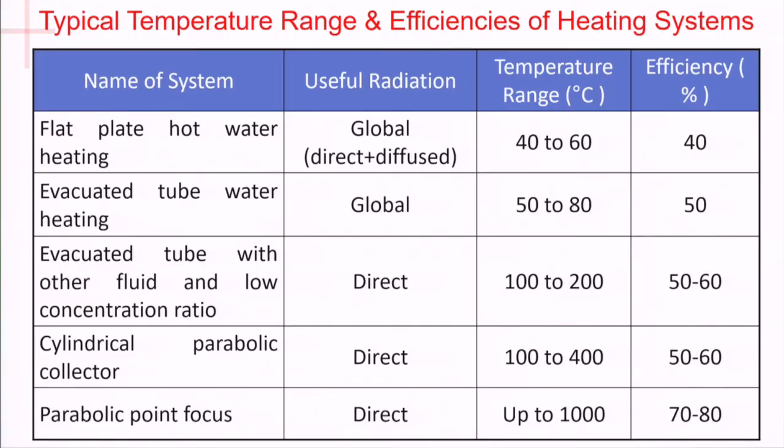So, as the type of system varies, the cost also varies and so does the efficiency. So, we find that as we go down the rows, the efficiency of the system also improves. Just as the cost increases, efficiency also increases. So, depending upon the need, we can choose a particular type of system.